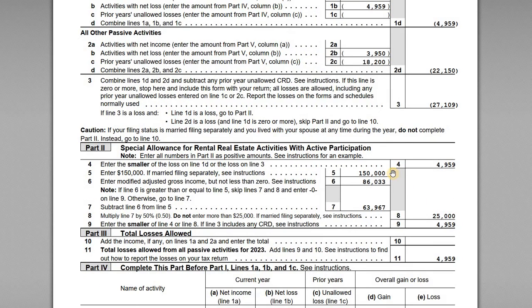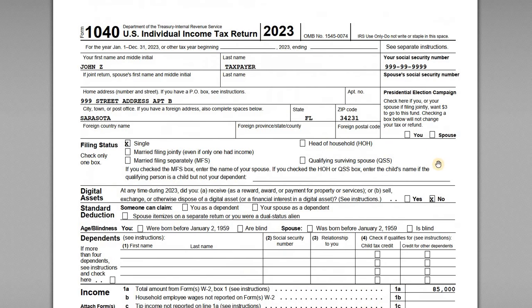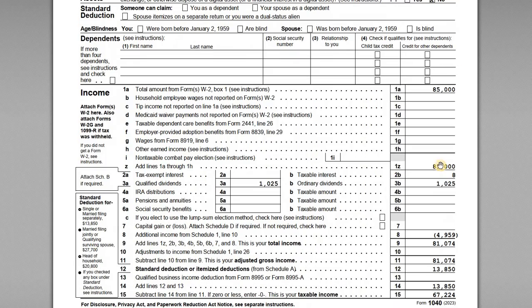Now line 5, we enter $150,000 for the year. That's the AGI threshold. So in other words, if our modified AGI is at or above 150, we're not going to be able to claim any of this special allowance. But in our case, our modified AGI is below that. It's $86,033. And so our modified AGI, we're calculating our income without factoring in the loss for those rental activities.